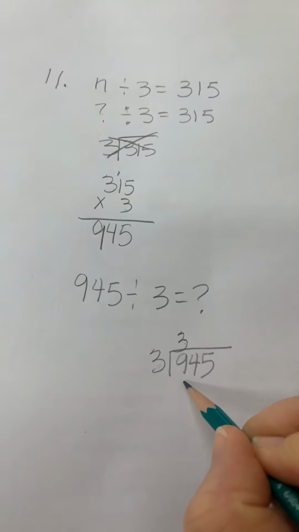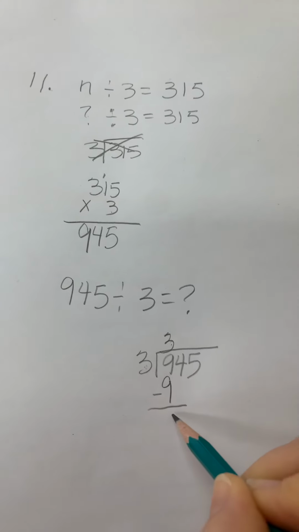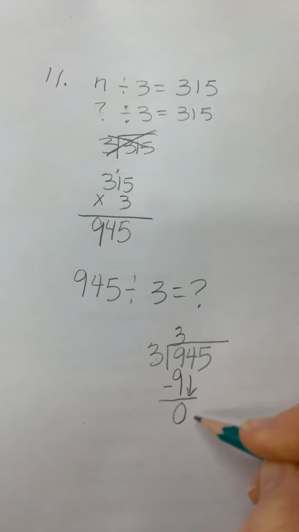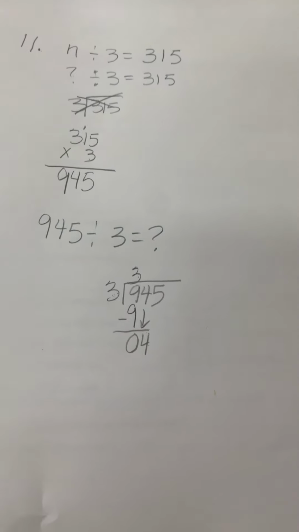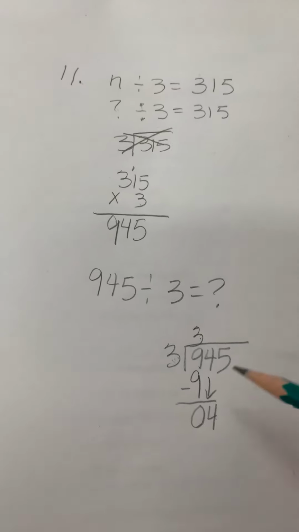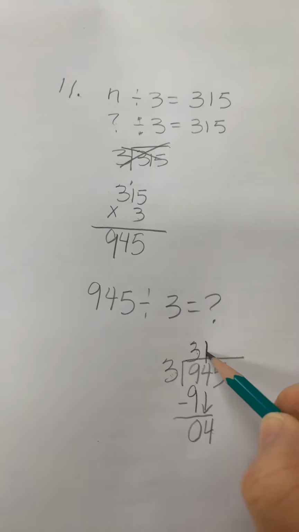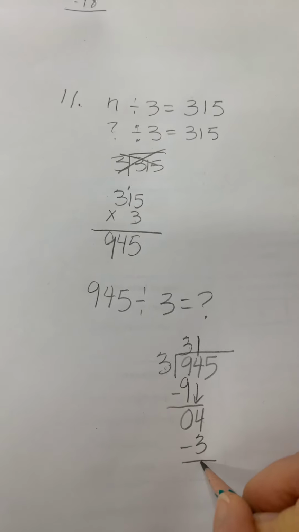3 times 3 is 9. And I write that down and I subtract and I get 0. Now I'm going to bring down that 4. So 3 goes into 4. I have 4 cookies and 2 friends and me, and that's 3. So I can give everybody at least 1 cookie. So I'm going to put my 1 there. 1 times 3 is 3. And I'm going to subtract, and I'm going to get 1.